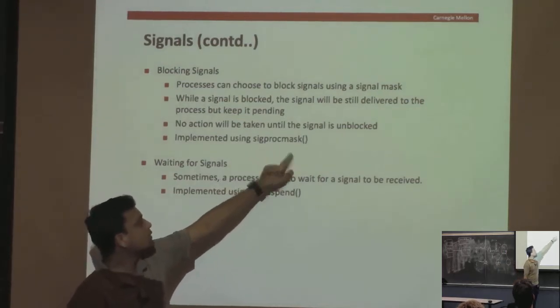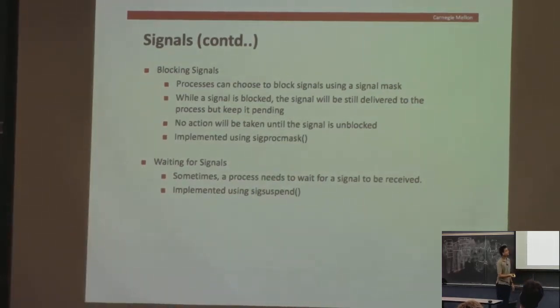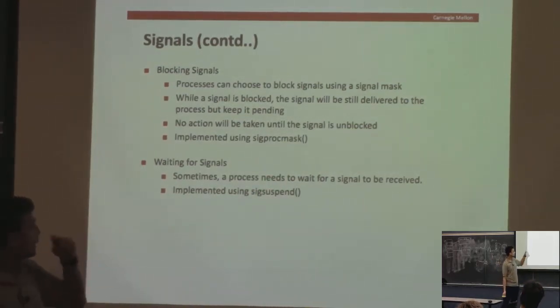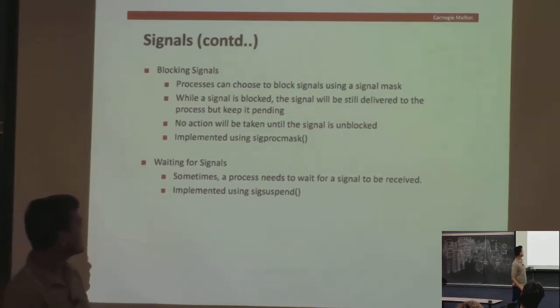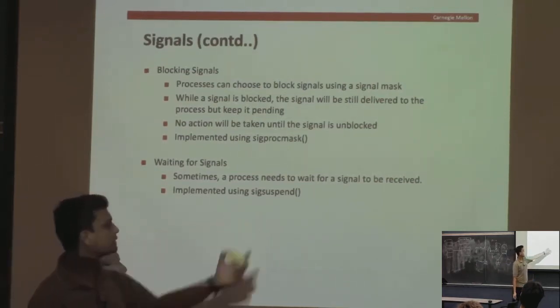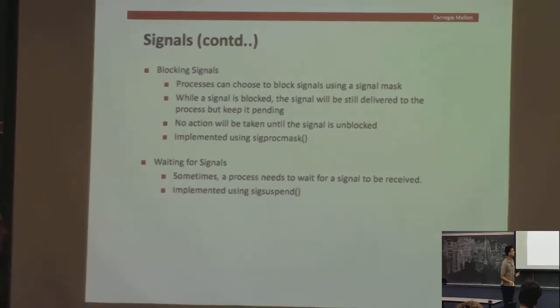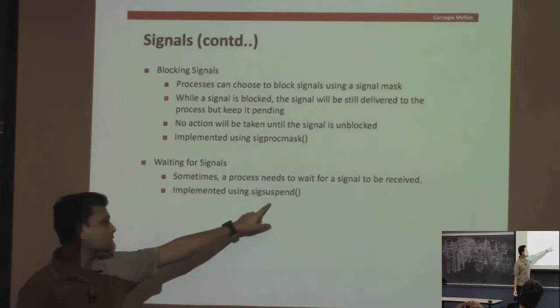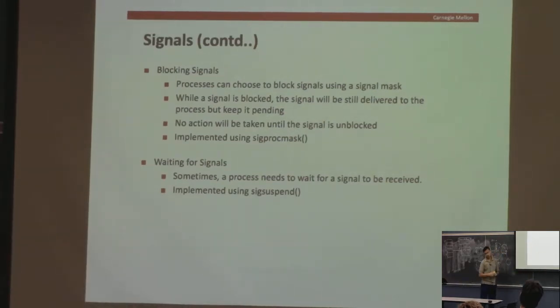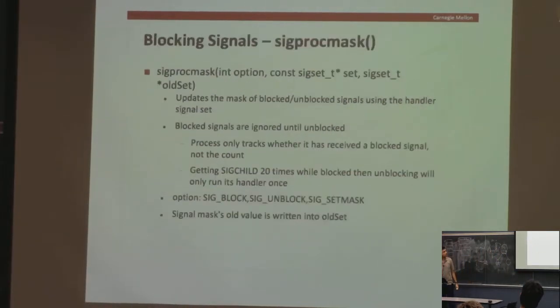Now, how will you ensure that you perform blocking or unblocking? This is using sigprocmask. We'll deal with what sigprocmask does soon. And waiting for signals is basically when a process needs to wait for a particular signal to be received. And how will you wait for a signal? You can use sigsuspend. Now, we'll deal with what sigprocmask is and what sigsuspend is.